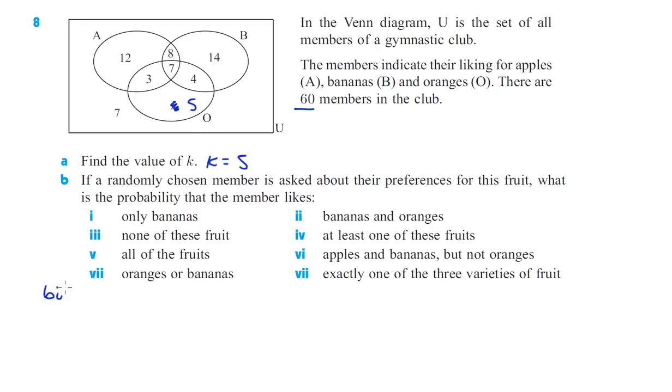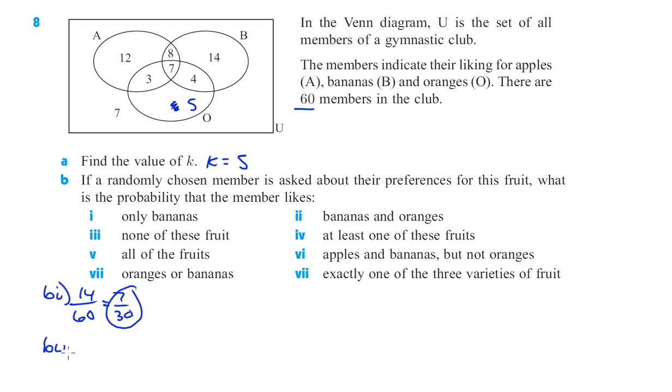B part 1. If a randomly chosen member is asked about their preferences for this fruit, what's the probability that the member likes only bananas? So bananas is just this one here, just the only part. So there's 14 out of the 60. So that's 7 out of 30, right? Like only bananas.